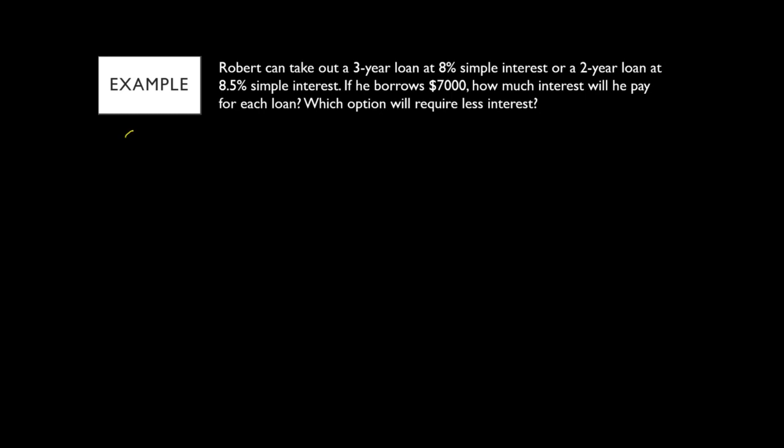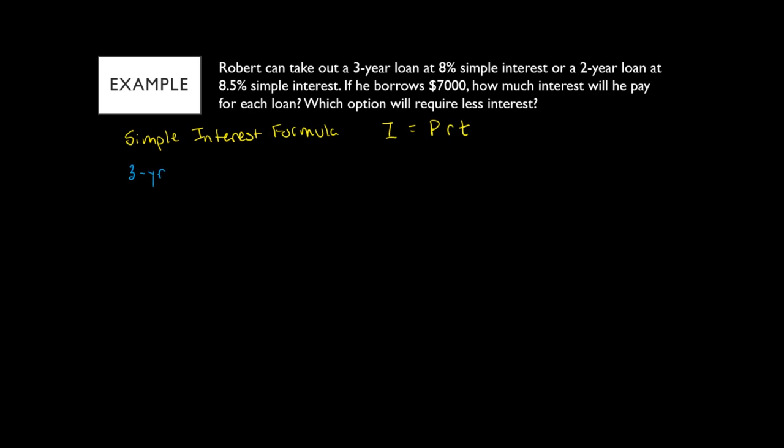So our simple interest formula, I'm going to write this down, is I equals PRT. I is the amount of interest, P is the principal, which in this case is how much you're borrowing, R is the rate, which is the percentage, and when we refer to it as a rate, we're using the decimal version, and T is the amount of time that you're going to have the loan. So we're basically doing two different calculations because we have two different loans here.